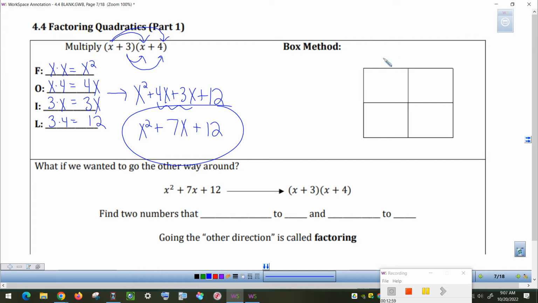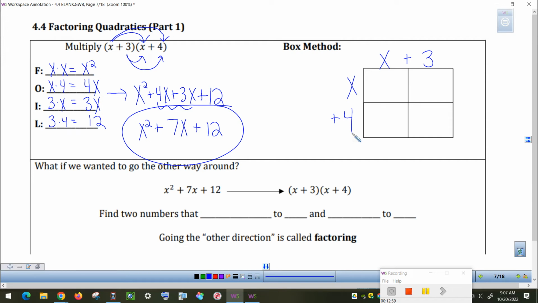All right, here's how we would do the box method. So we're going to write one of our parenthesis factors on the top, x plus 3, and then we'll do the other parenthesis factor on the side, and that would look like this, x plus 4. It is helpful on the box method to transfer over either the plus sign or the minus sign that you see.